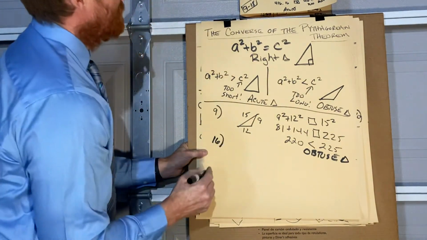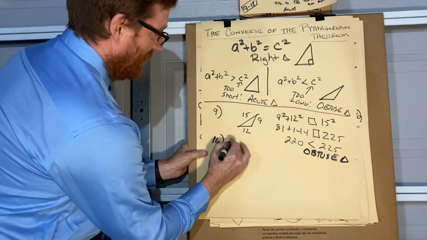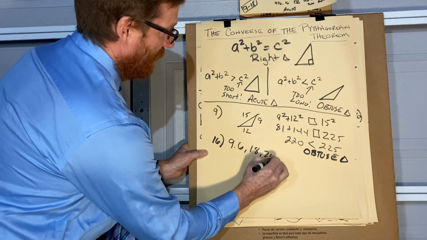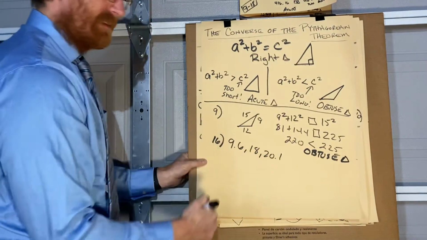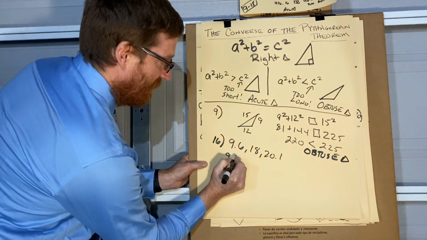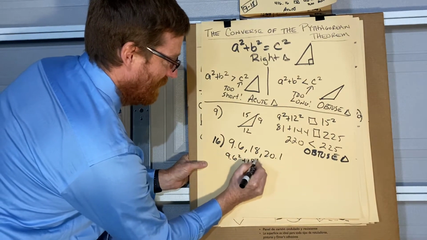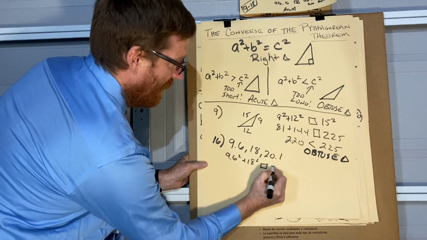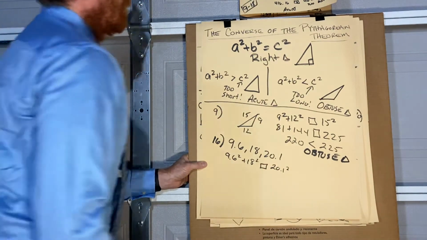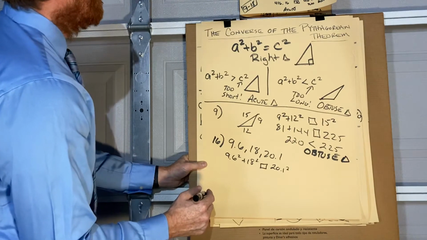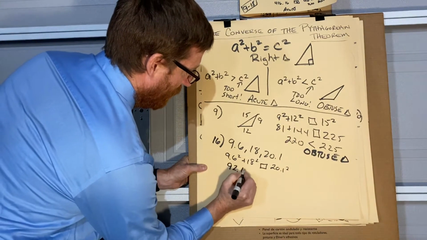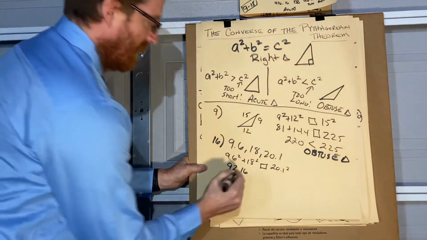If you move on, 16 on your worksheet is this: 9.6, comma 18, comma 20.1. If I plug them into the Pythagorean theorem, that would be my hypotenuse. So I'd say 9.6 squared plus 18 squared. How is that compared to 20.1 squared? When I do that, I'm going to get 92.16. I already did the work. You guys might need to use your calculators.